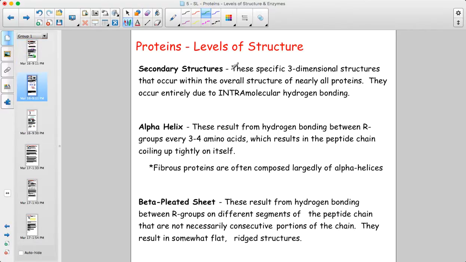Okay? So secondary structures are sort of in between the primary and the tertiary. They're specific three-dimensional shapes or structures that occur regularly within the overall structure of a protein. And they occur entirely due to hydrogen bonding that we would call intramolecular hydrogen bonding. So a little bit different than what we've talked about before, intermolecular hydrogen bonding, because the hydrogen bonding is taking place between parts of the same molecule, and therefore it's called intramolecular hydrogen bonding.